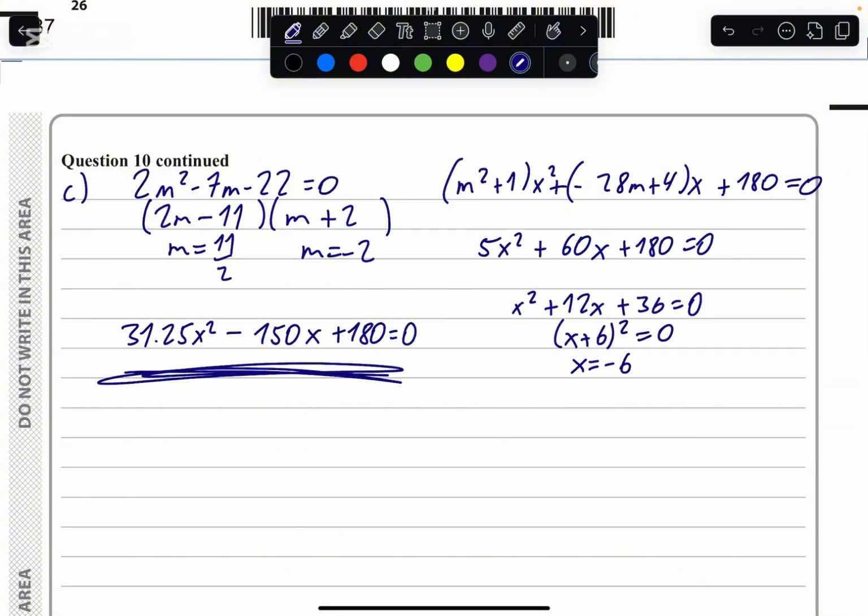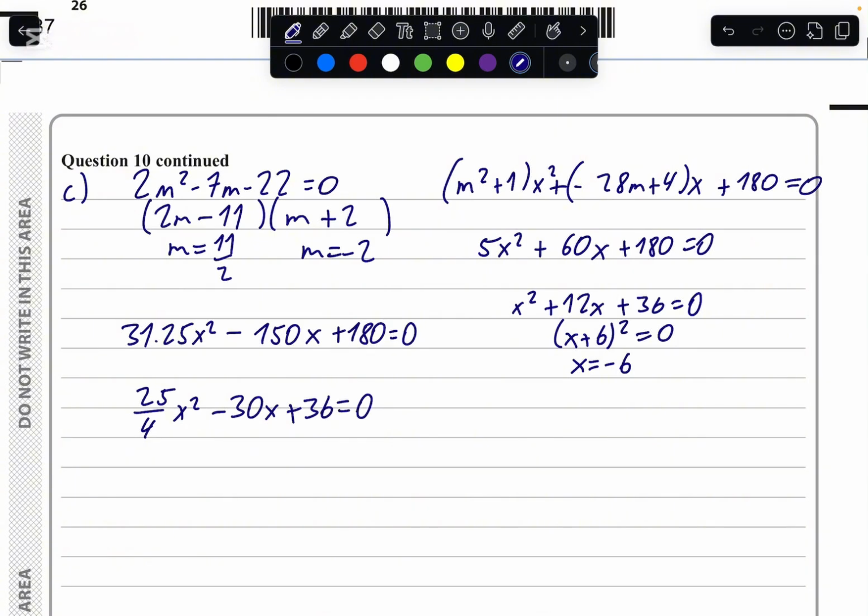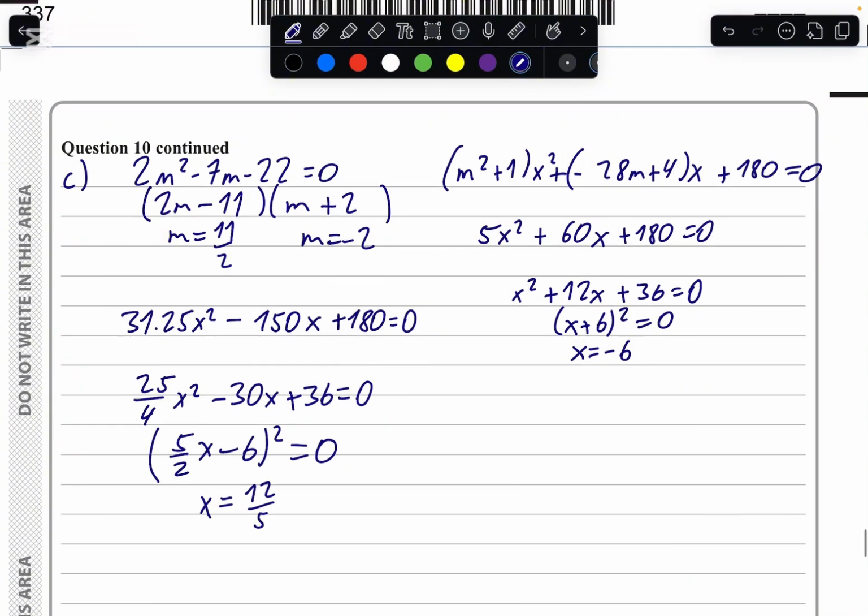If we simplify this one as well, we get 25 over 4 x squared minus 30x plus 36 equal to 0, which also comes out to be a perfect square of (5 over 2 x minus 6) all squared equal to 0. So x is 12 over 5.